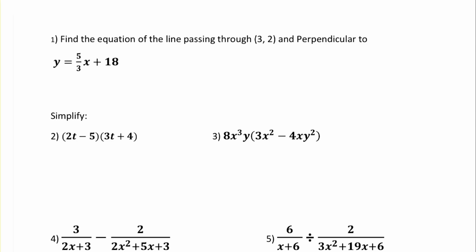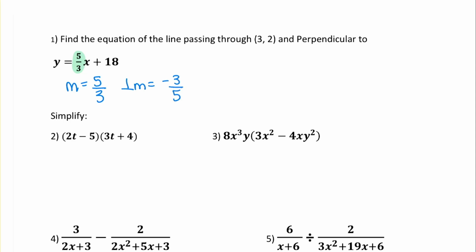So the first question is find the equation of the line passing through (3, 2) and perpendicular to the line given. The only thing that we need from this equation is this slope. So we're going to write down m equals 5/3. Remember that the perpendicular slope is going to be the negative reciprocal of the slope that we're given.